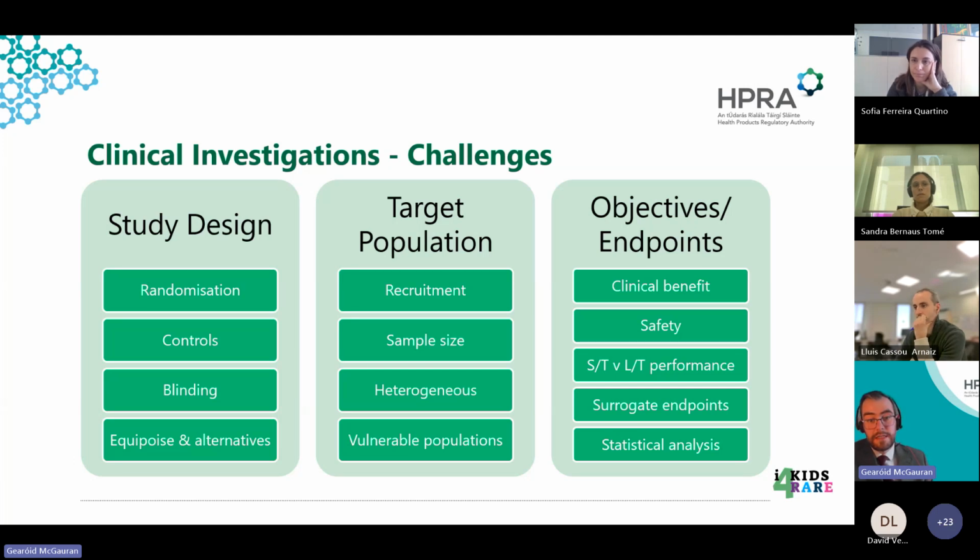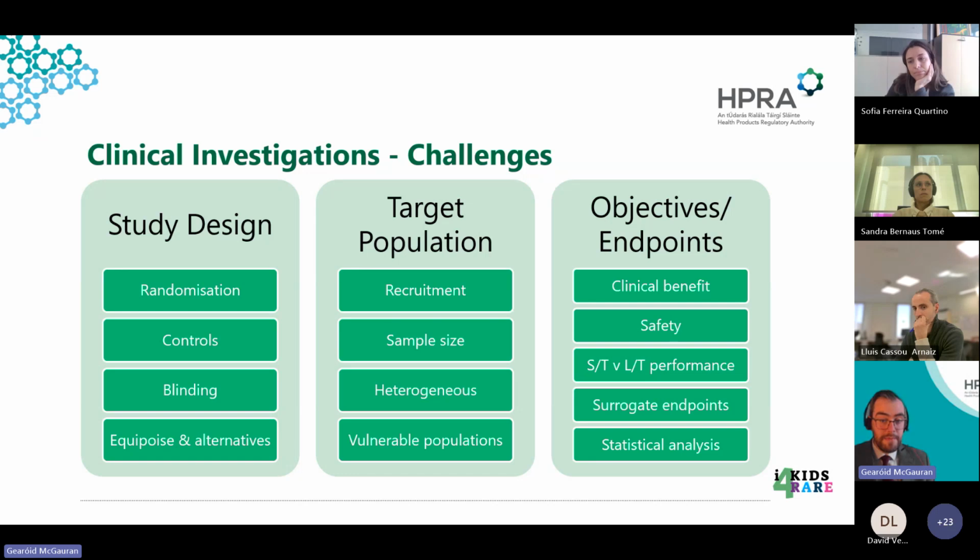Additionally, many orphan devices are intended for vulnerable populations, such as children, which brings its own challenges. There are challenges in selecting the best objectives and endpoints for pre-market studies of orphan devices. For example, should the focus be on short-term or long-term outcomes, on safety or performance or clinical benefit?